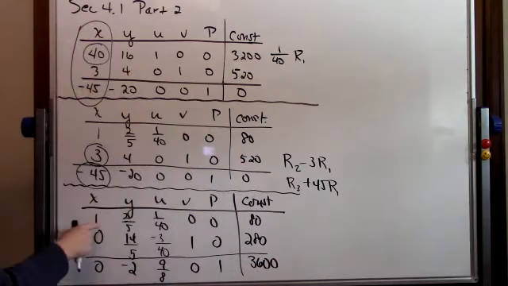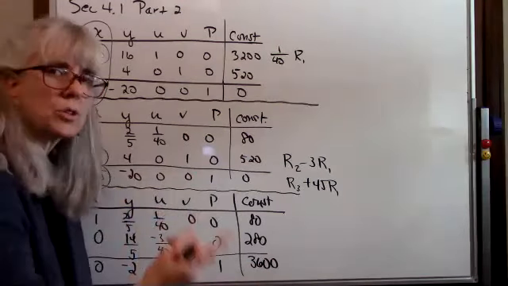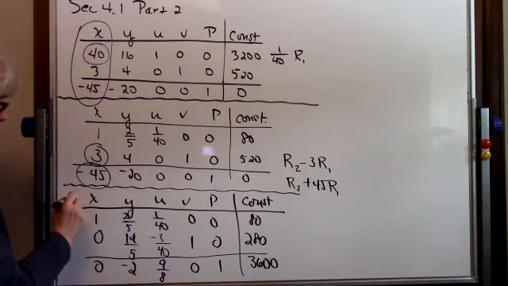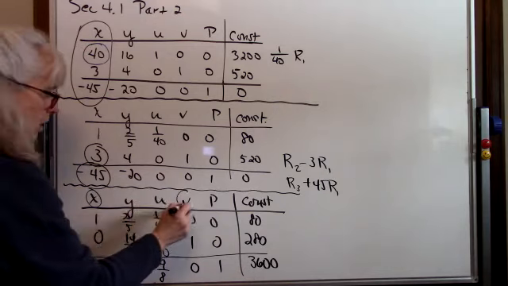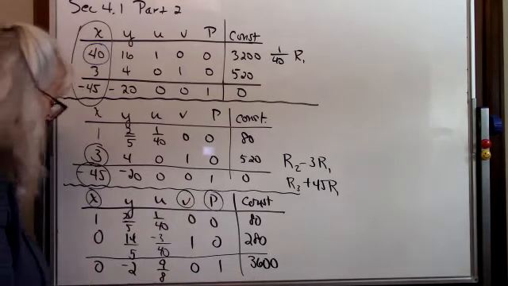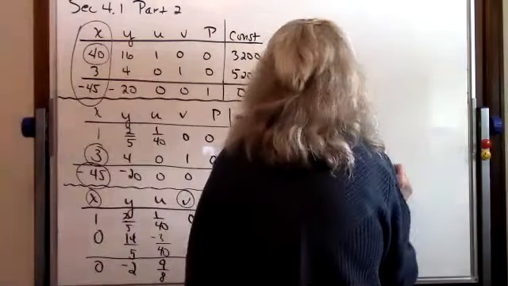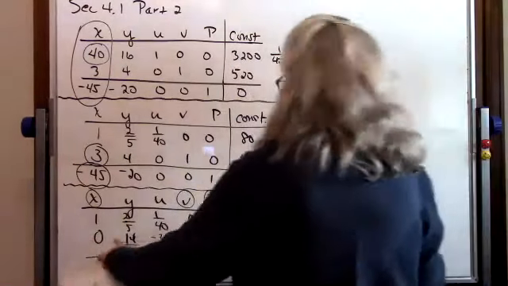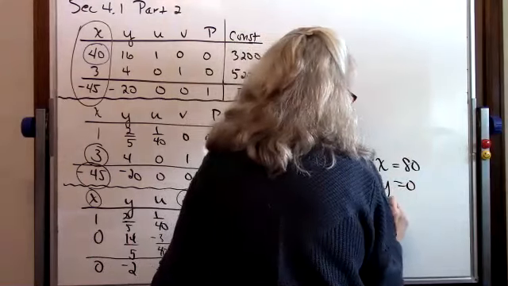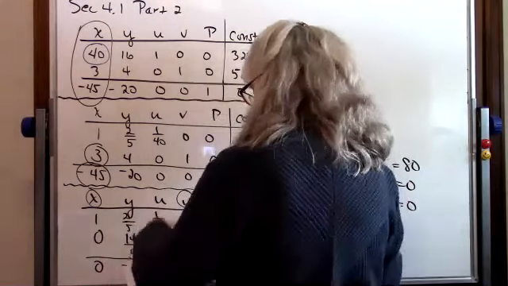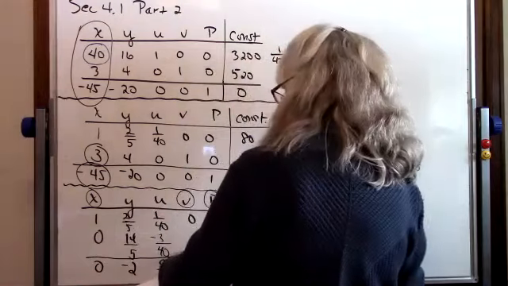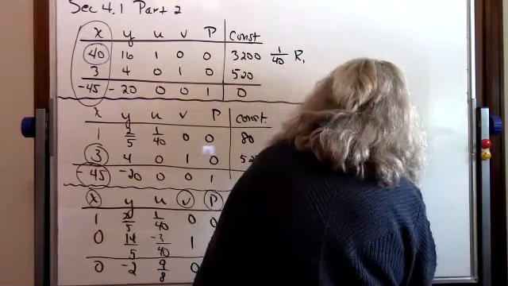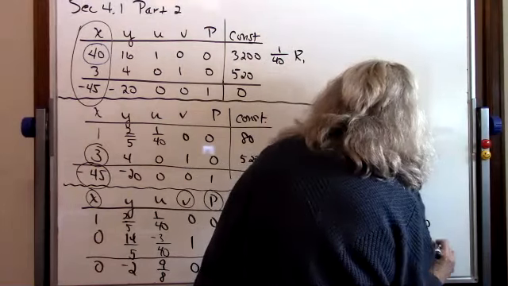And now we have our unit column. So if we wanted to pick off the solution right now, we look at the things that are unit columns. So here's a unit column, here's a unit column, and here's a unit column. So we can see that x would be equal to 80. And again, that's this one, x equal to this 80. y is 0 because it's not a unit column. u is 0 because it's not a unit column. v is equal to 280. And our profit down there at the bottom is 3,600.